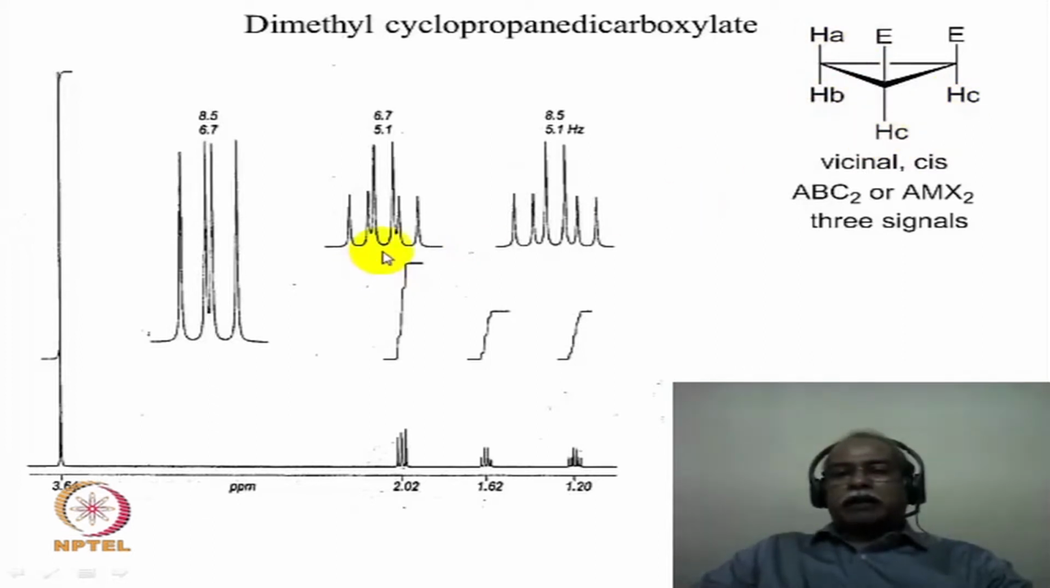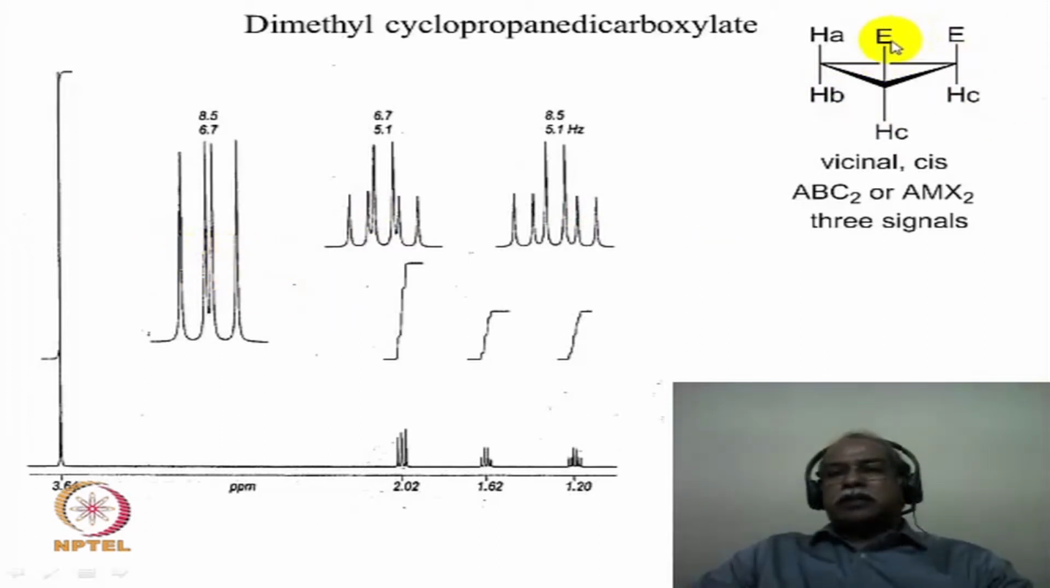A doublet of a triplet should have 6 lines. You can actually see 1, 2, 3. This is one triplet, and another one is this one, and this one. You can see an overlapping doublet of a triplet in this spectrum. Similarly, HB will be split into a doublet by HA, and further split into a triplet by HC. So again another doublet of a triplet should be seen, and you can once again see two overlapping doublets of triplets. So HA appears as a doublet of a triplet, HB appears as a doublet of a triplet, and HC appears as a doublet of a doublet.